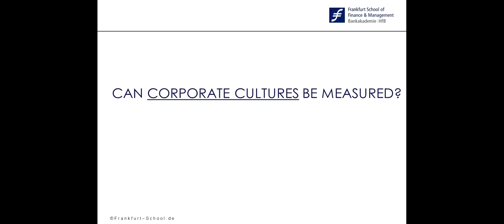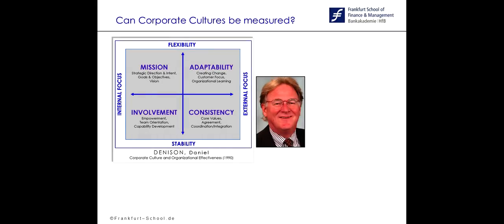Here are some prominent examples. On a different note, you may find the next 5 slides a bit confusing, and you may even ask yourself where all of this leads us. But bear with me, I will explain in a minute. Daniel Dennison suggested a two-dimensional model of corporate cultures, which distinguishes corporate cultures along the lines of stability versus flexibility and internal focus versus external focus. Based on his research, he identified 4 types of corporate cultures, which he called mission, adaptability, involvement, and consistency.